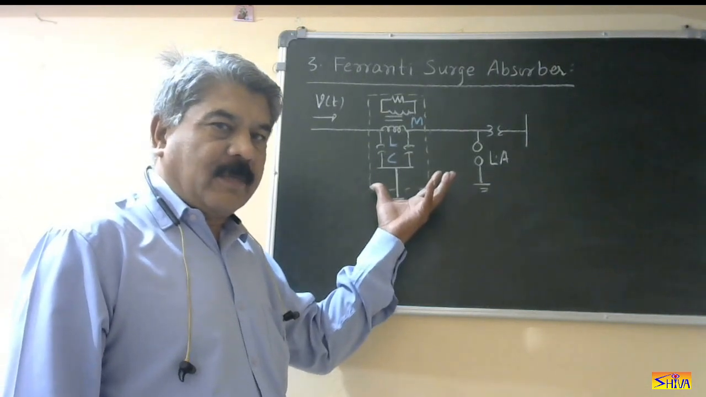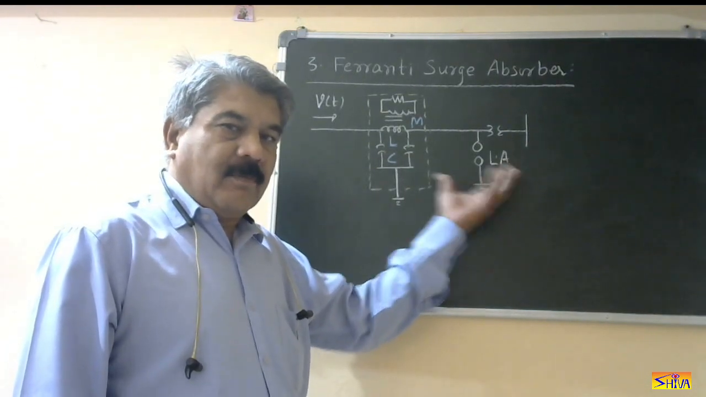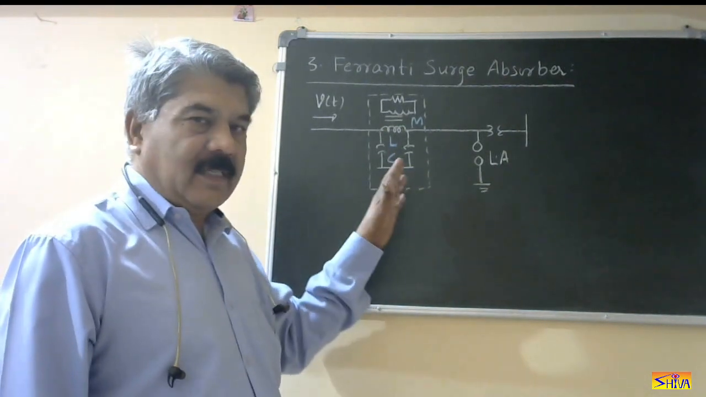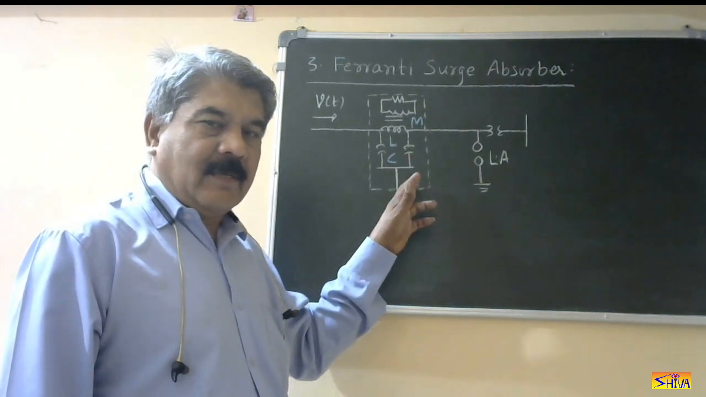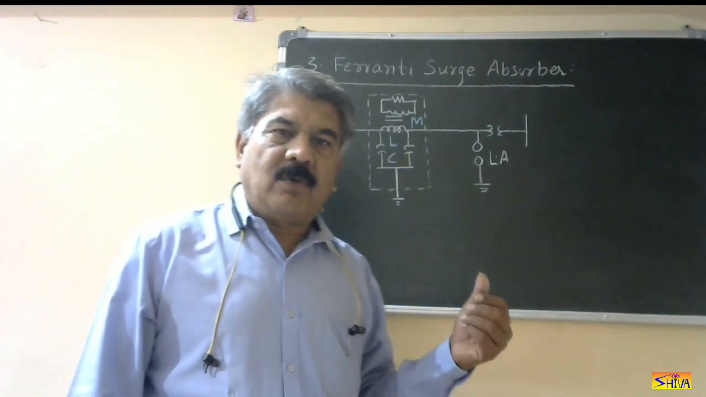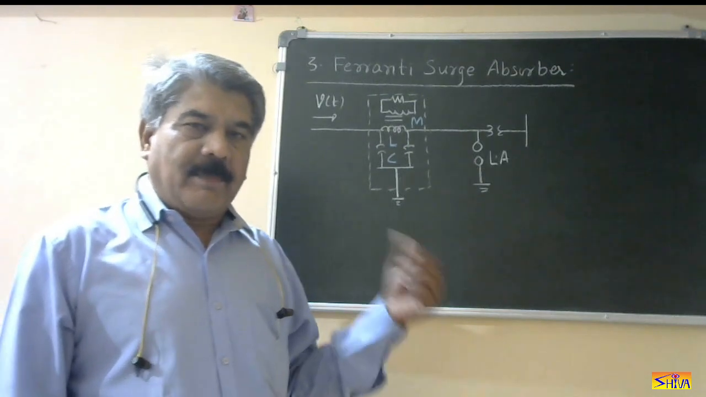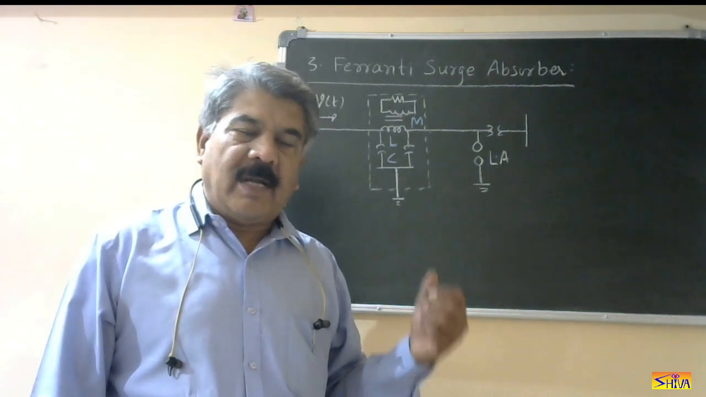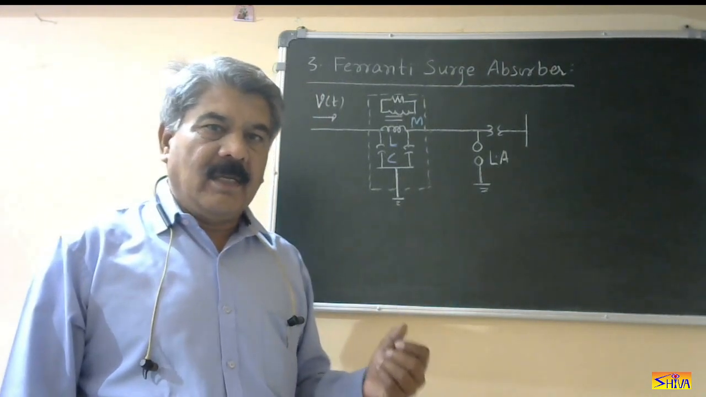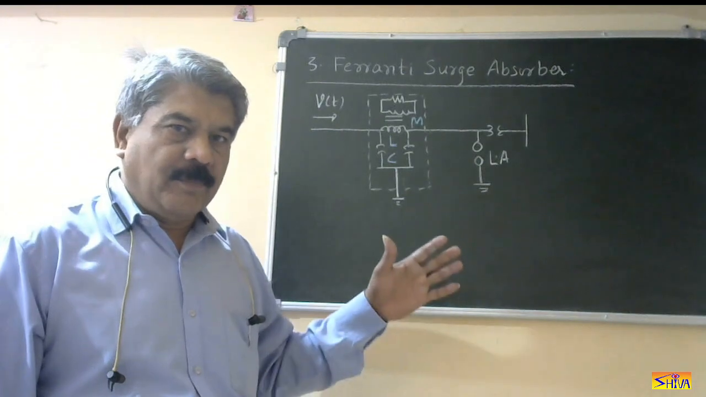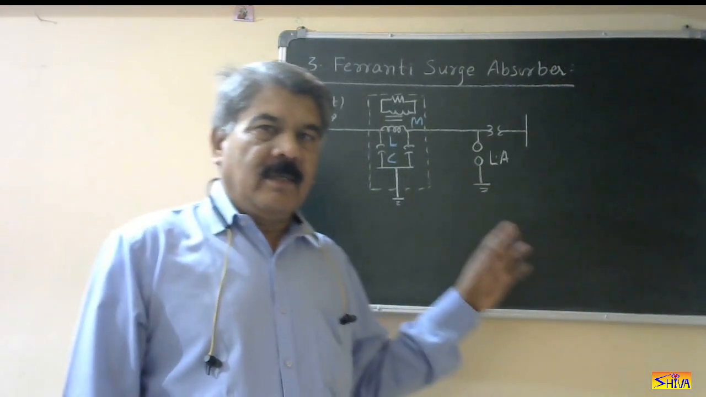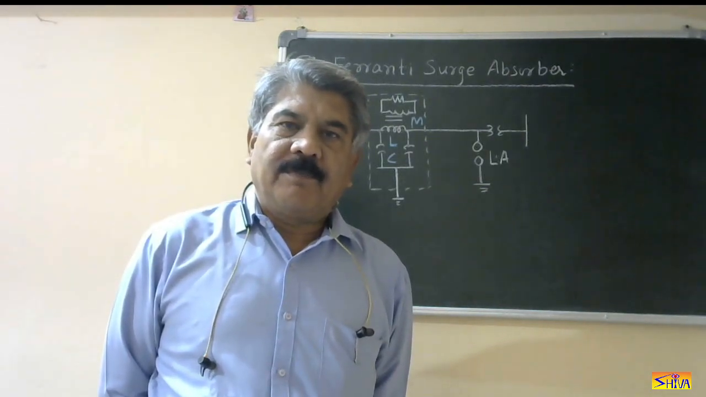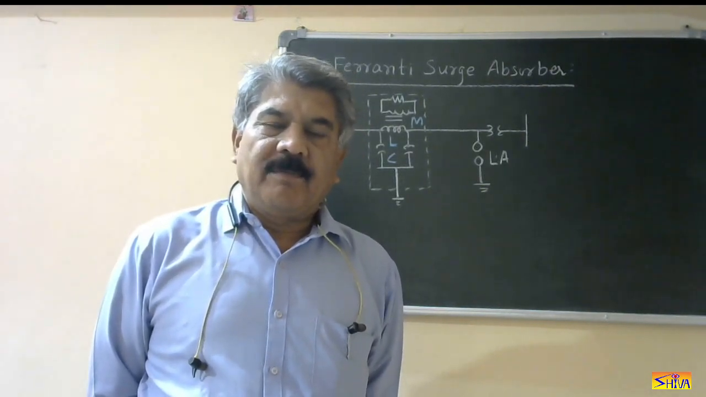So this is the surge absorber installed before the lightning arrestor. Whenever any lightning over voltage comes, a double effect is there, due to this inductor and capacitor. So it absorbs the energy, reduces the amplitude and reduces the sharpness of the lightning surge. So that is all about the surge absorber or surge suppressor. Its basic function is to reduce the sharpness of the incoming lightning over voltage.